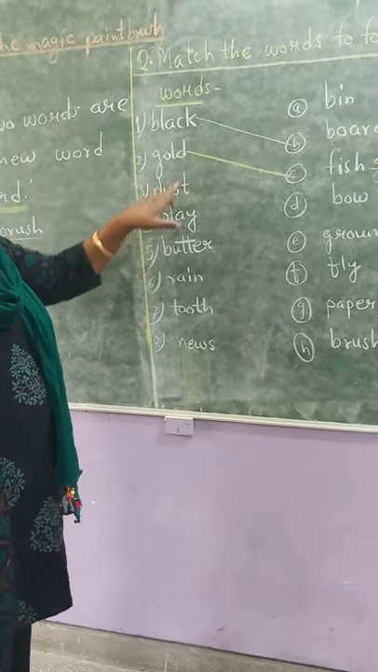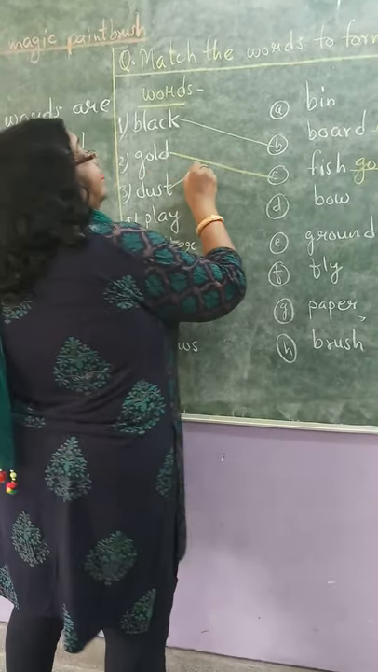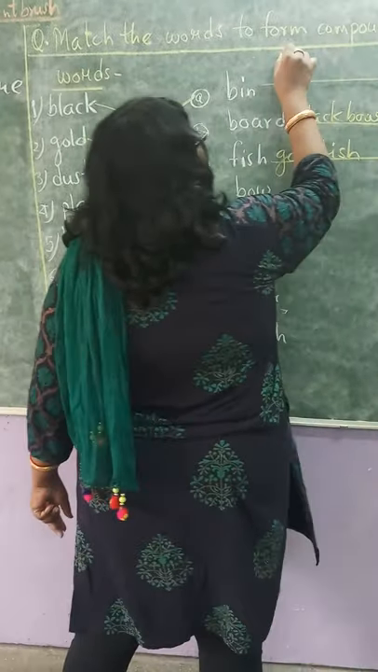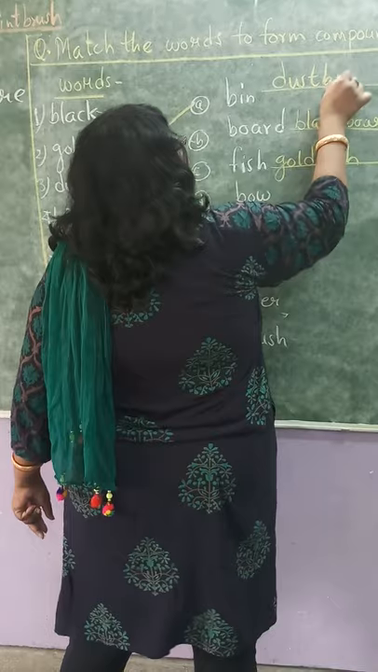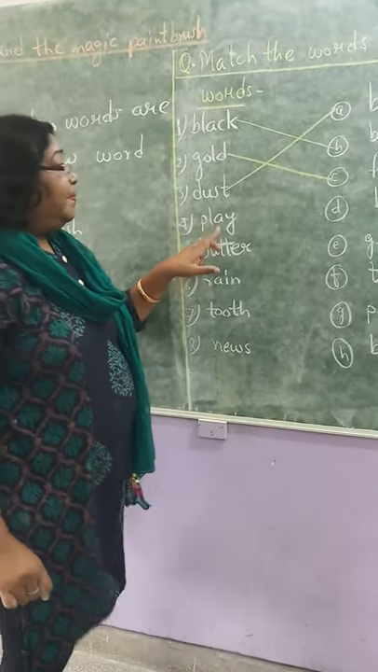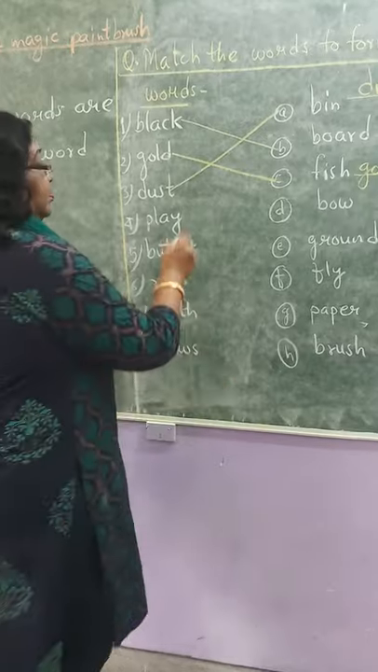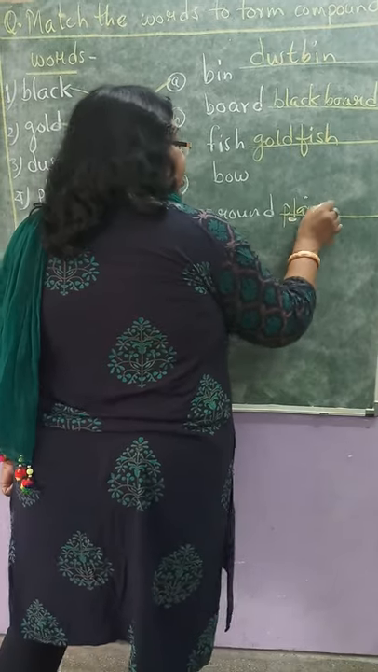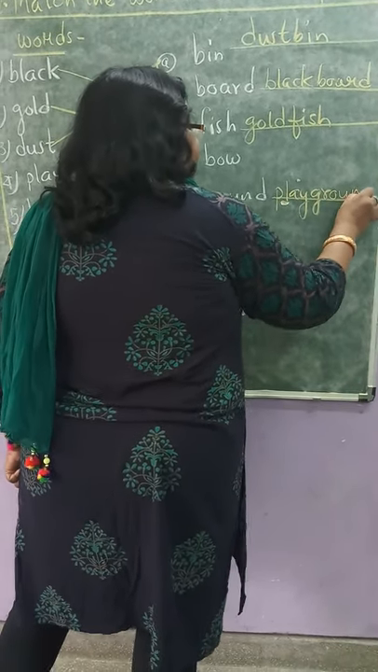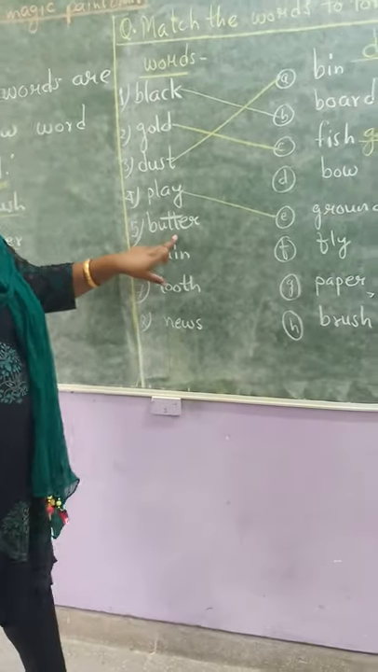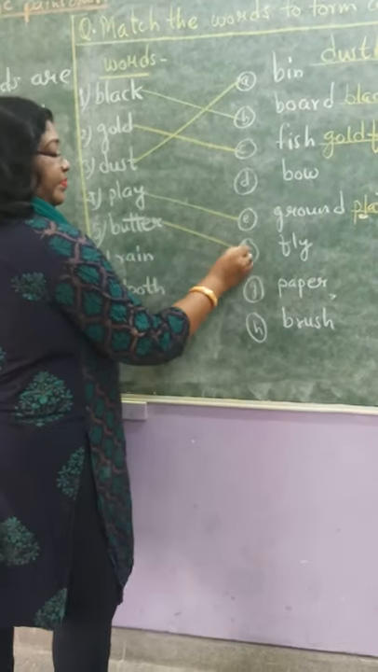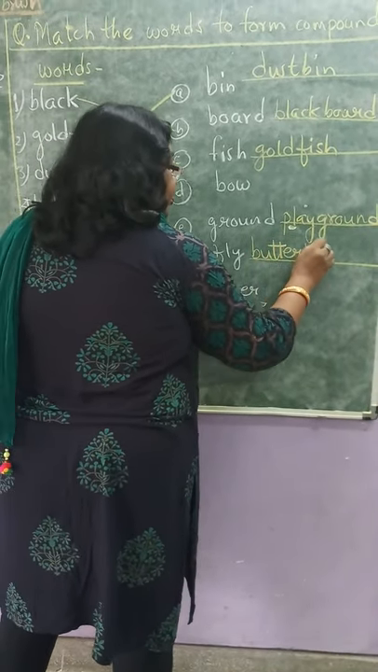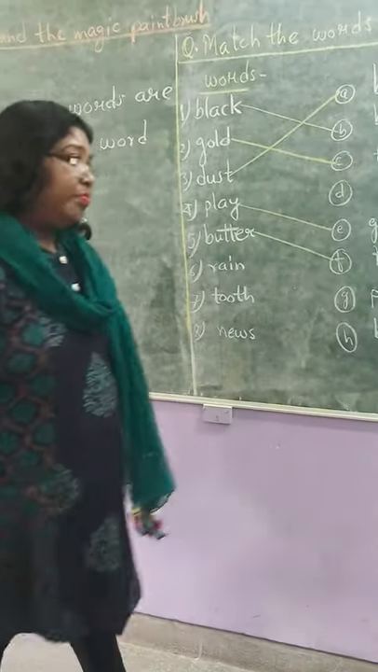Next, dust, bean. Playground is a compound word. Next, butter, fly. You can write the new word here. You have to only add and make a new compound word.